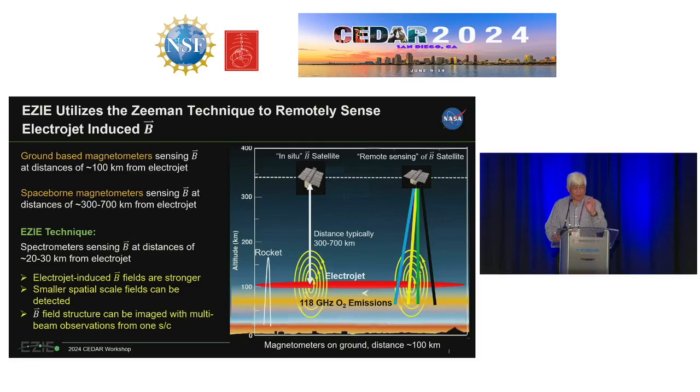Second, it allows us to look at smaller scales. The third thing is that the B field structure can be imaged with 4 beams, 4 spots on the ground, on a single spacecraft. If you put a magnetometer, you get only one measurement. So on one spacecraft we can put 4 sensors, and on a bigger spacecraft we can put more. We can image the structure even better.